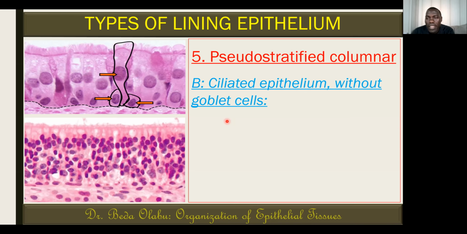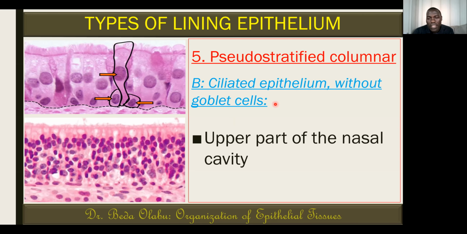Pseudostratified columnar ciliated epithelium without goblet cells is unique to the upper part of the nasal cavity. This upper part of the nasal cavity is the one that functions as the receptor for smell. And so this epithelium is known as the olfactory epithelium. Again, very unique to the upper part of the nasal cavity, the olfactory epithelium.